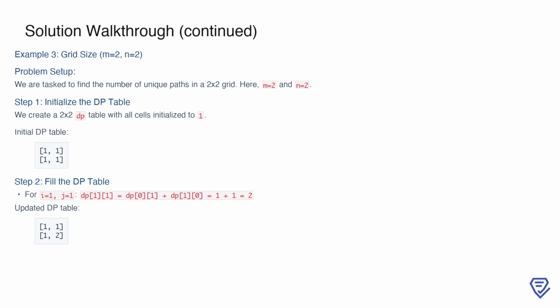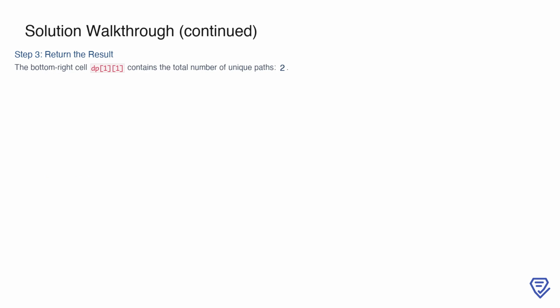For the cell at row 1, column 1, dp[1][1] is computed as the sum of dp[0][1] and dp[1][0], which equals 1 plus 1 equals 2. This updates the dp table to 1, 1, 1, 2. Finally, the value in the bottom right cell of the dp table, dp[1][1], represents the total number of unique paths in the 2x2 grid. In this case, that value is 2. Thus, there are 2 unique paths to travel from the top left corner to the bottom right corner of the grid.